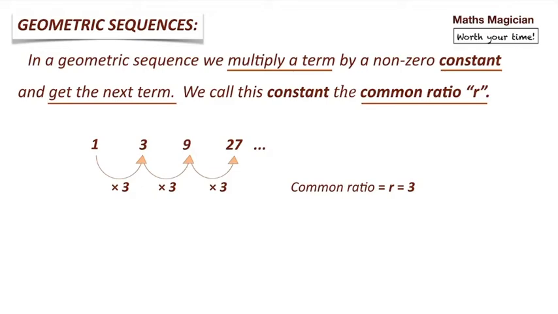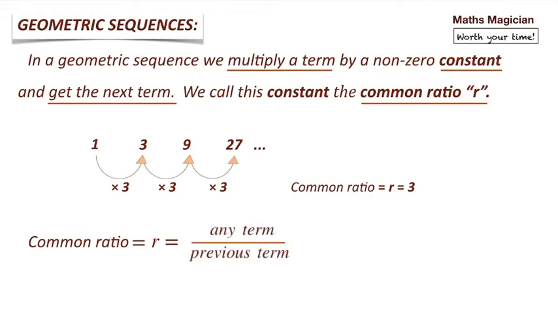Now, how can we find the common ratio of a geometric sequence? It is very simple. We take any two consecutive terms and divide one term by the previous term. Hence, common ratio r is equal to any term divided by the previous term, which means second term divided by the first term, or third term divided by second term, and so on. If we have to find a random term of a geometric sequence, we need a formula. So let's go to the next slide and find it.